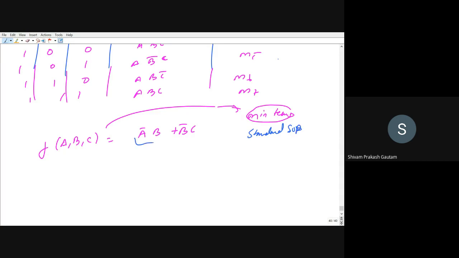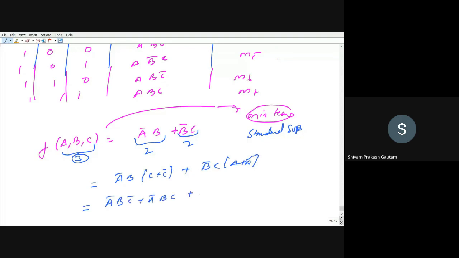Where each term should contain all the variables. So right now you can see how many variables are there in the inputs? 3 variables. But here you are having only 2 variables in both the terms, right? So you need to convert this into 3 variables. So you have to multiply A bar B (C + C bar) plus B bar C (A + A bar). So you can simplify this. So this will be A bar B C bar plus A bar B C plus A B bar C plus A bar B bar C.